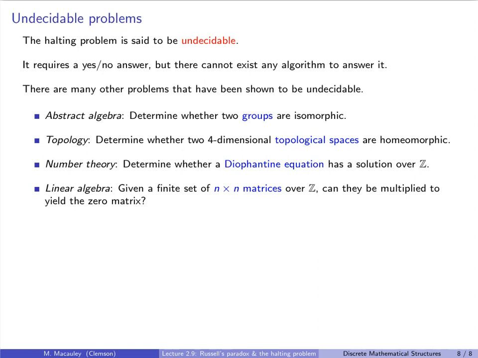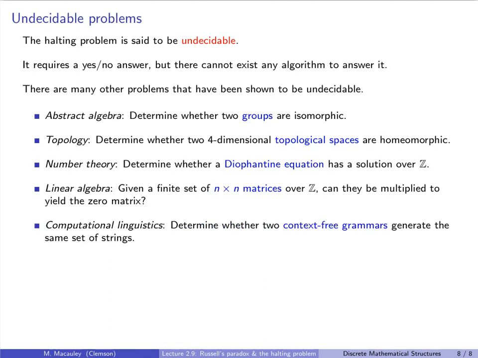In linear algebra, more of you are probably familiar with this. If you have a finite set of n by n matrices with integer coefficients, you can ask, can they be multiplied to yield the zero matrix? Seems like a simple question, right? But you don't know how many multiplications it might take. Maybe you can do it, but it takes 2 billion multiplications of the matrices in some order. That question is undecidable.